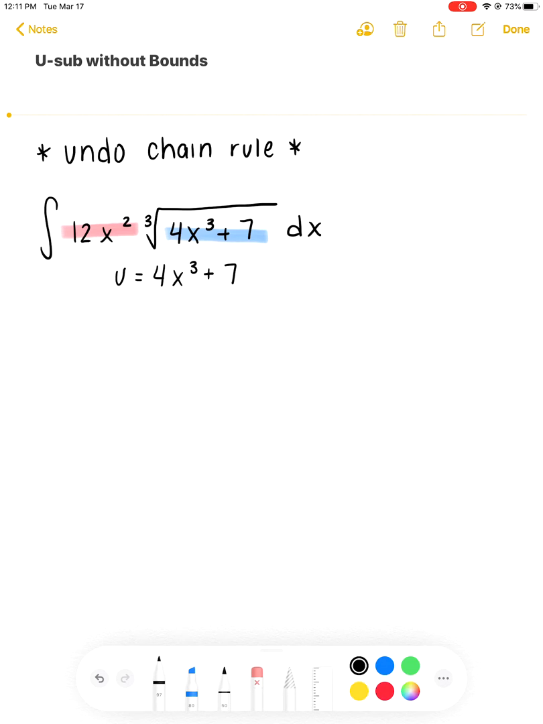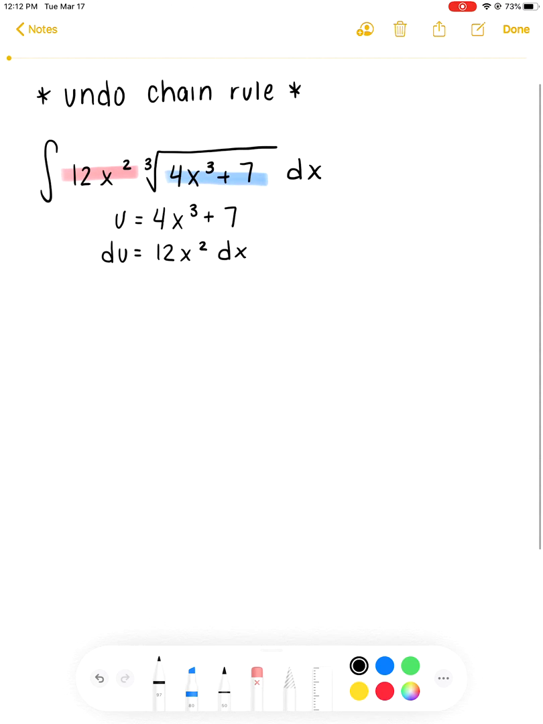A good shortcut is normally it will always be something that's inside of a root, or is in parentheses all raised to a power, or is inside of a trig function. Those are the things you want to try and pick first as your u. I can always double check myself and make sure I've picked the correct u by finding the derivative, or du. When I find the derivative, I get 12x squared dx. Since I was taking the derivative of x, I want to make sure I write dx after that so that anyone who is reading my work knows that x is my variable.